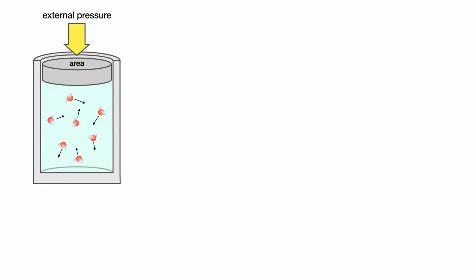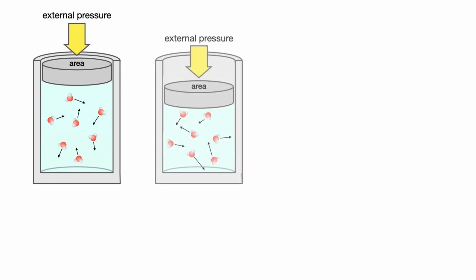So I'm going to take my cylinder and just rotate it, to make things a little bit easier for myself. And we're going to imagine that we are applying an external pressure across the area of this piston, and we're pushing it down, compressing the water vapor that's in the cylinder. And so we are applying a force over a distance to do this compression. Force divided by area is pressure.